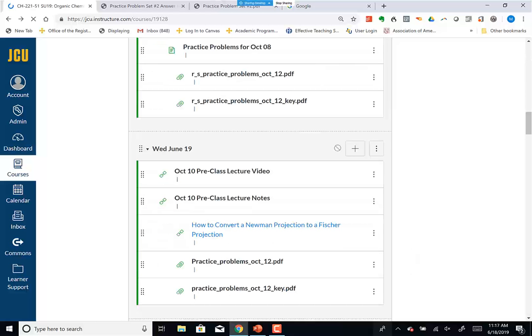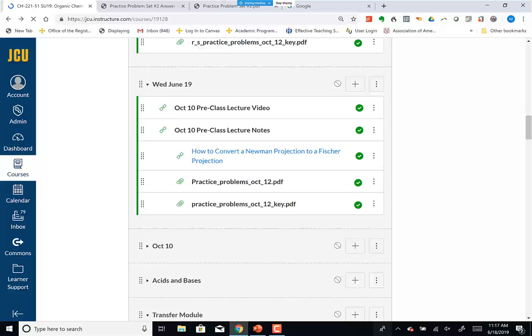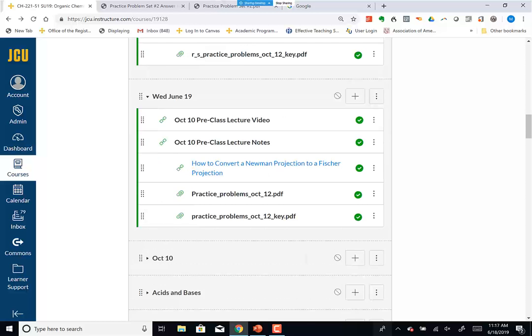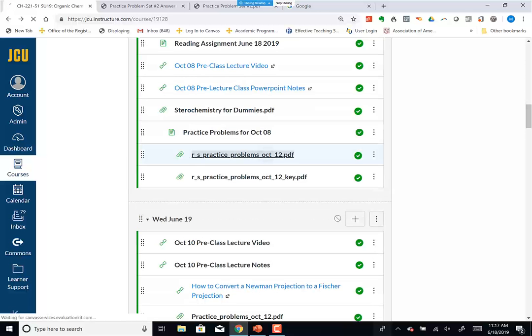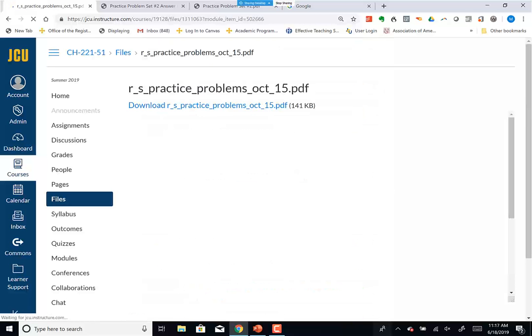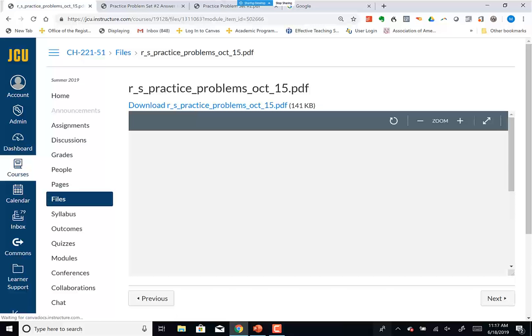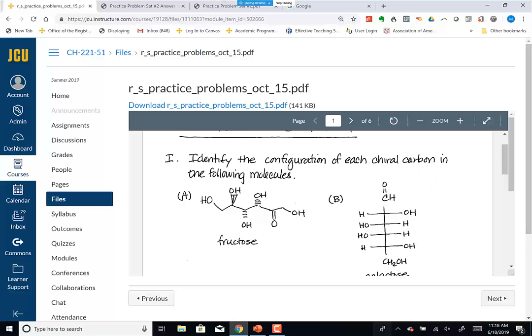So I would first of all look at these problems to make sure you've got R and S under control. But then, for the R and S problems, I guess they're in today's folder. You've got some more interesting problems. So there is 1, 2, 3 chiral centers in fructose.